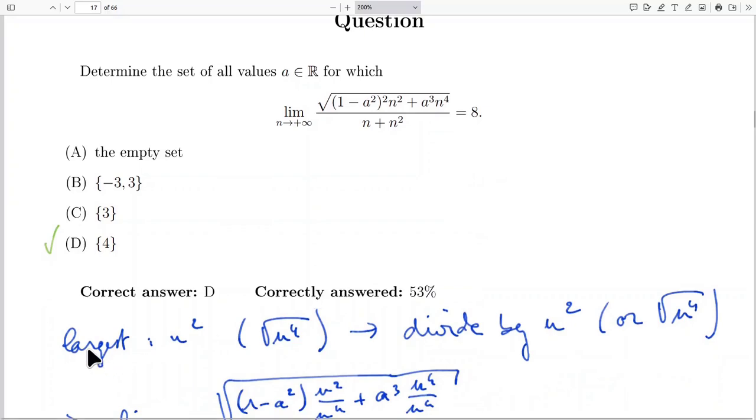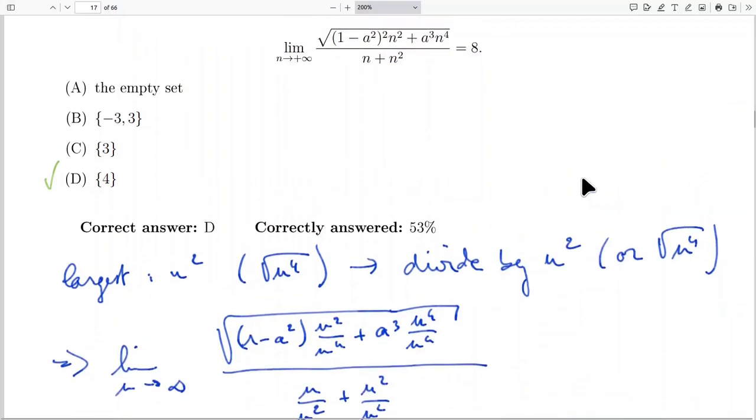Good, you can see that the largest exponent of n will be n squared, or under the root n to the fourth. So we will divide by n squared everywhere, or n to the fourth under the root. So that gives us the limit for n going to infinity of 1 minus a. And I see I forgot the square here, but as it turned out, it will not matter.